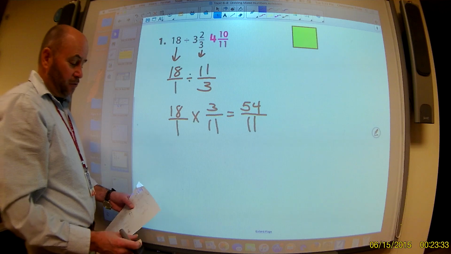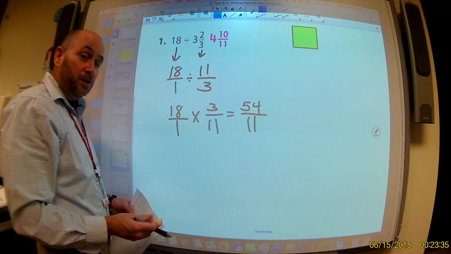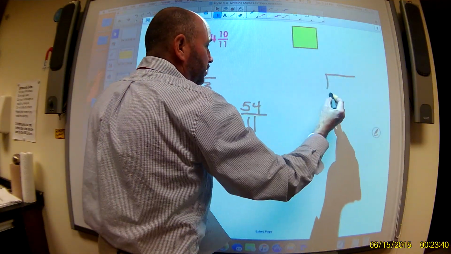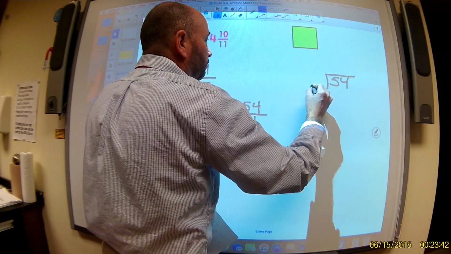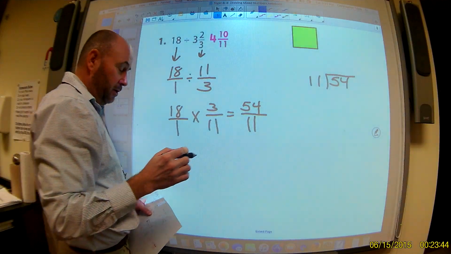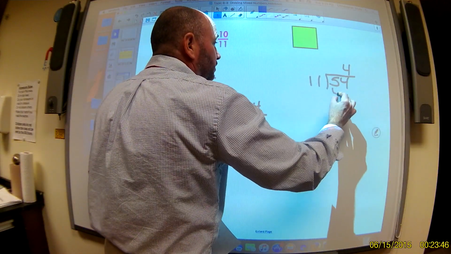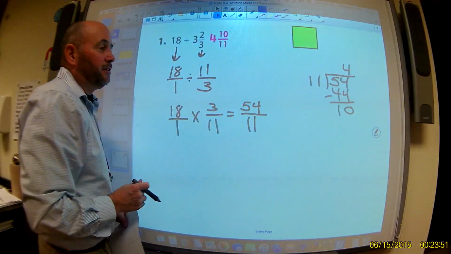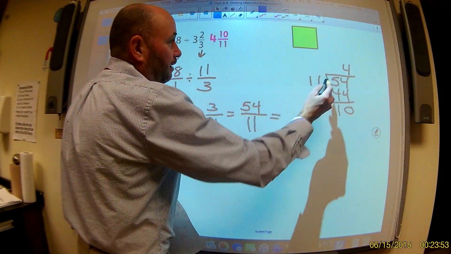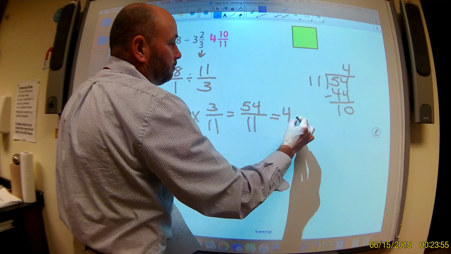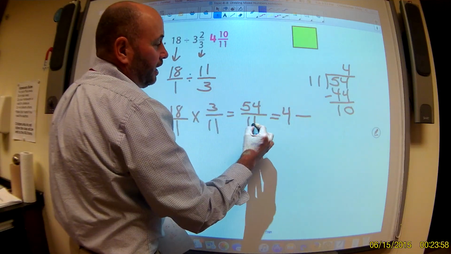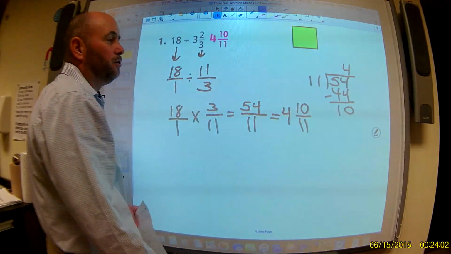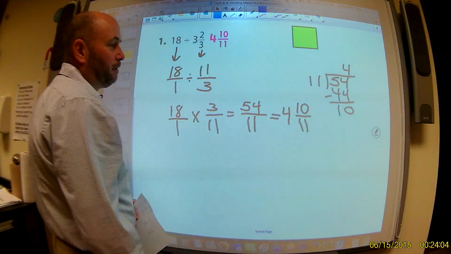Now what we have is we have an improper fraction we want to turn into a mixed number. So we're going to do a little bit of division and take 54 divided by 11. 11 will go into 54 4 times. That's 44. Subtract. You have 10. So now we have our whole number 4. Our denominator is 11. It will stay the same. Our remainder becomes our numerator. And so that's how you came up with that answer.